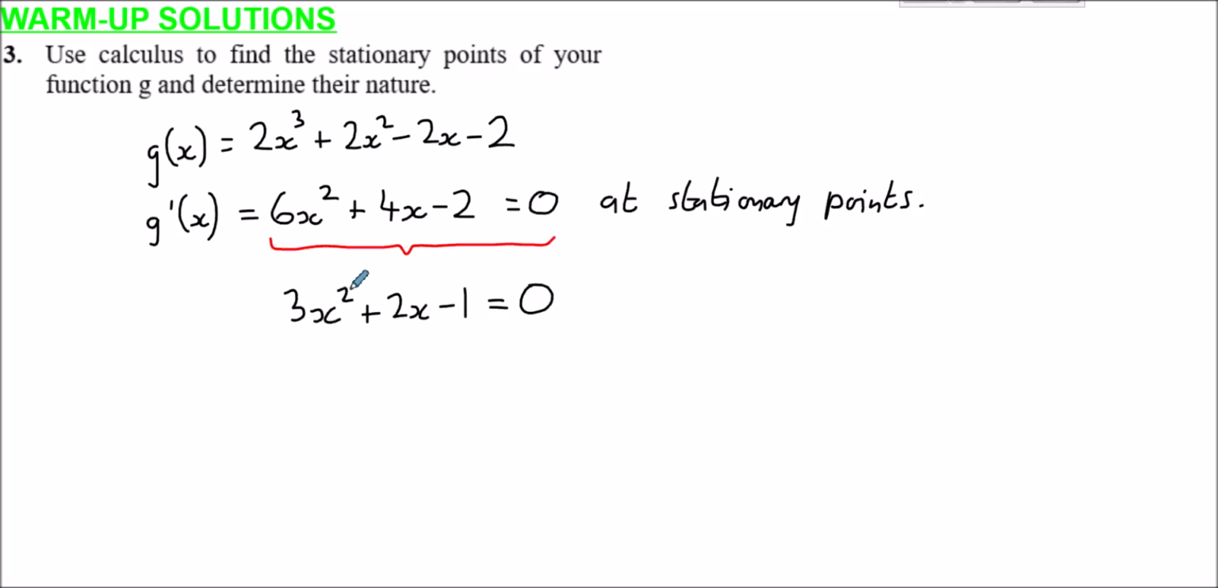And so if we just partition this 2x out by multiplying the 3 by the minus 1, which gives us minus 3, we can think what two numbers multiply to minus 3 and add up to 2. Well, those two numbers would be positive 3 and negative 1. So we can rewrite this as 3x squared plus 3x minus x minus 1 equals 0.